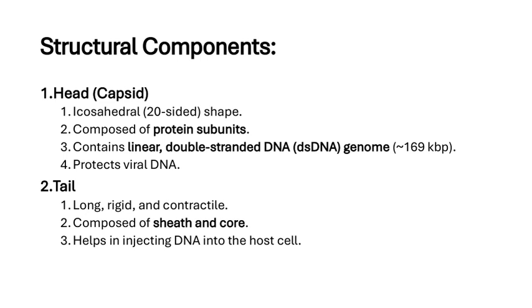Moving on to the tail, which is quite fascinating. It's long, rigid, and contractile, meaning it can shorten and extend, which is crucial during infection. The tail consists of two main parts, the sheath and the core. The sheath acts like a syringe, helping the virus inject its DNA directly into the host cell. This structure is essential for the virus to successfully deliver its genetic material into the host, kickstarting the infection process.